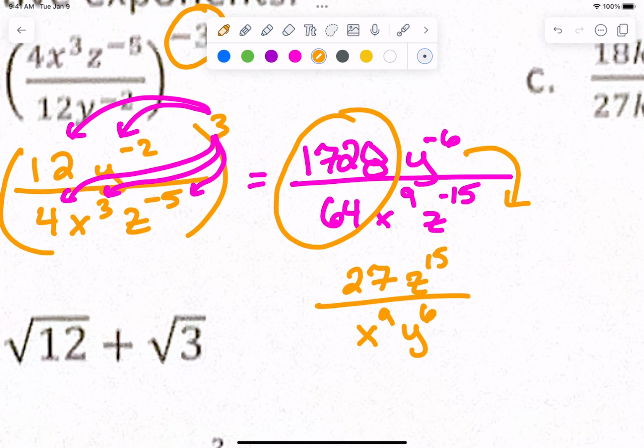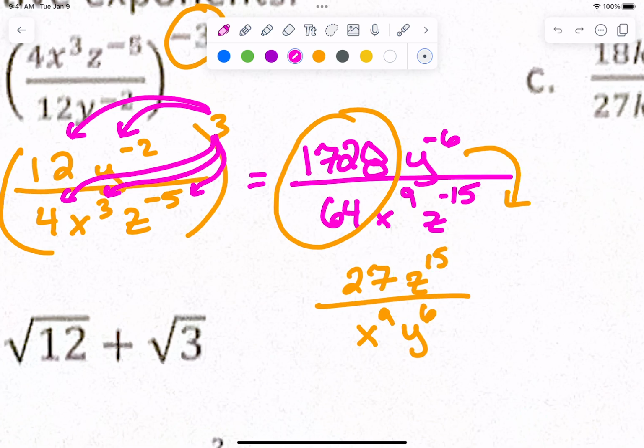Anything else? Can we divide everything by 3? No, because this is a number, and these are all exponents, so no. Even if it was just exponents, we still can't. You can't divide exponents.